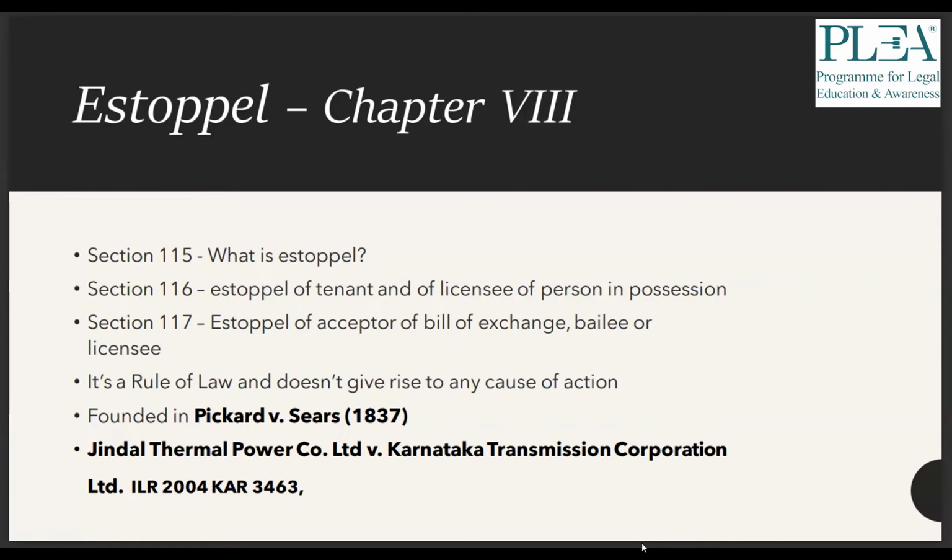Section 117 talks about estoppel of an acceptor of bill of exchange. Now, what is a bill of exchange? A common example for a bill of exchange is a check. Basically, you can exchange the bill and take money, or you can take a certain amount in your account, may not be cash. That's a bill of exchange. Payee or licensee. Again, it is talking about a licensee. So you don't have to really start to explain this. You just have to mention 116 and 117 in your answer.